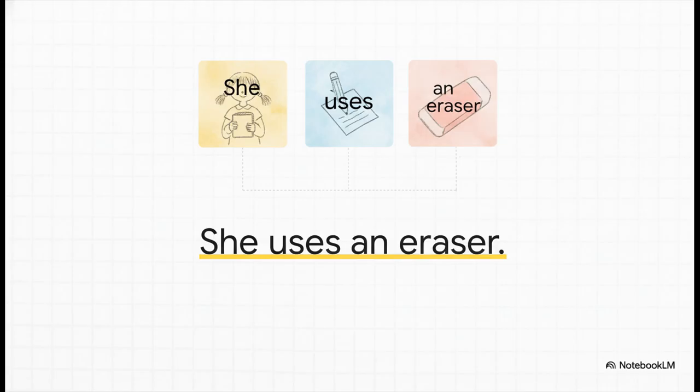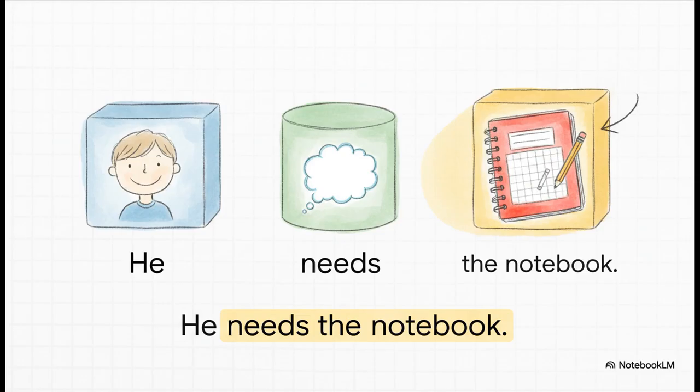Okay, let's break it down again. Subject, she. Action, uses. Object, an eraser. And look, we're using an because of that vowel sound. See how all the rules we just learned are starting to work together? It's pretty cool. Okay, one more. Let's bring back our heavy hitter, the. He needs the notebook. Now, why the notebook? Well, maybe it's that specific math notebook we talked about earlier. He doesn't need just any notebook. He needs that one. Everything fits.